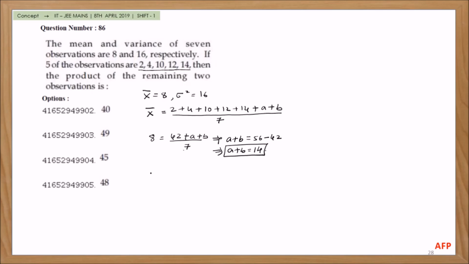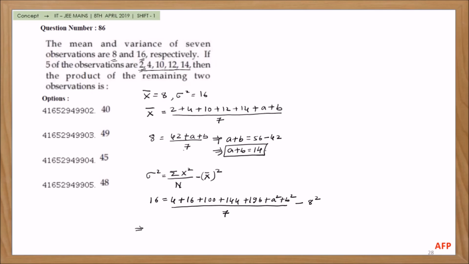Next we will take the variance. Variance formula is nothing but the sum of observations squared divided by n, minus the mean square. So variance 16 is equal to, 16 is the variance which they have given. So the sum of the squares: 2 square is 4, 4 square is 16, 100, 144, 196. So the last one is A square plus B square, divided by 7 minus 8 square, that is the mean square.